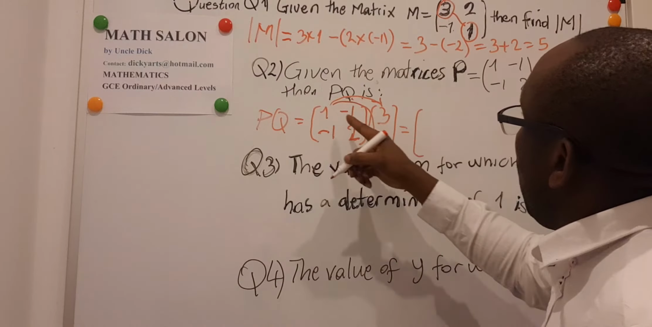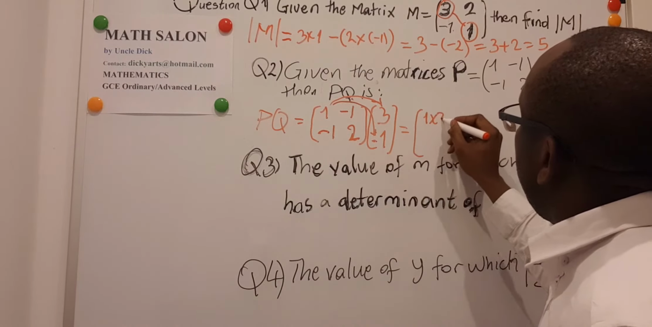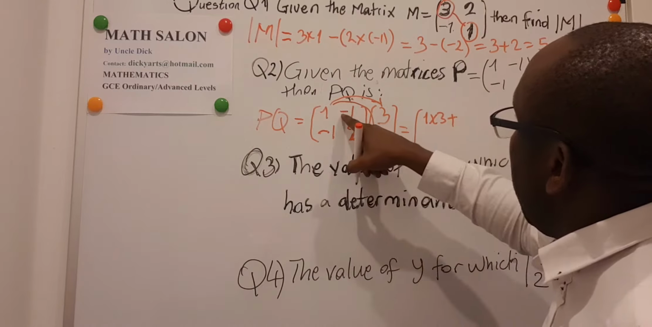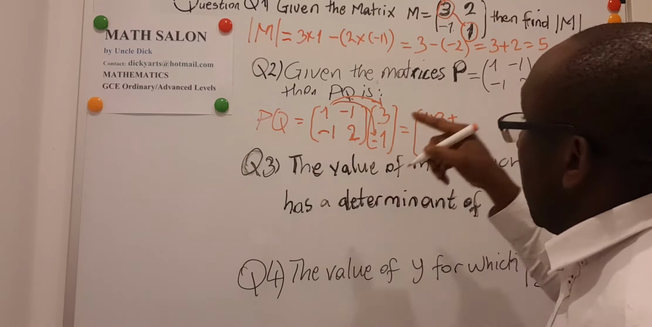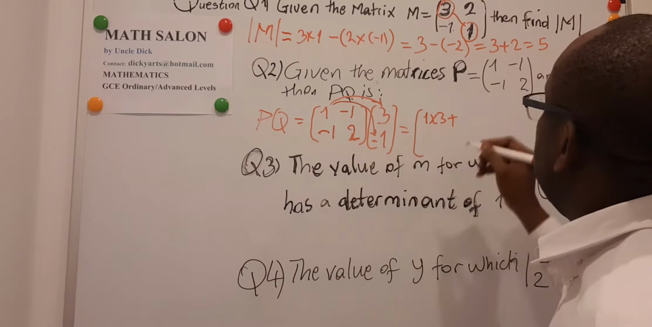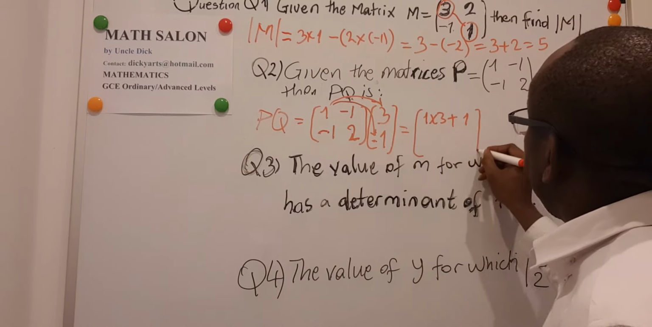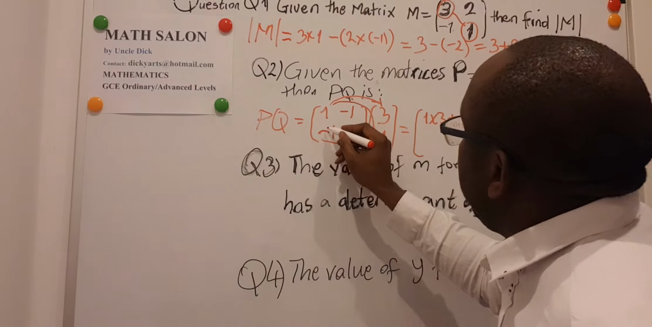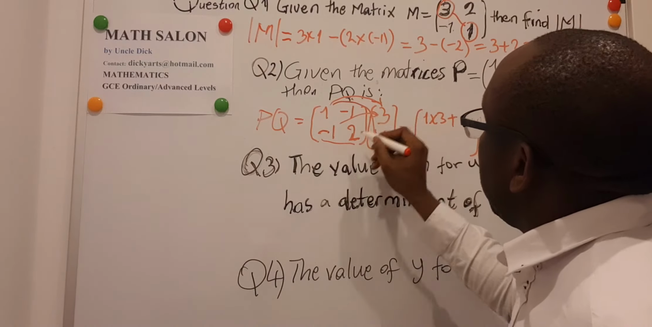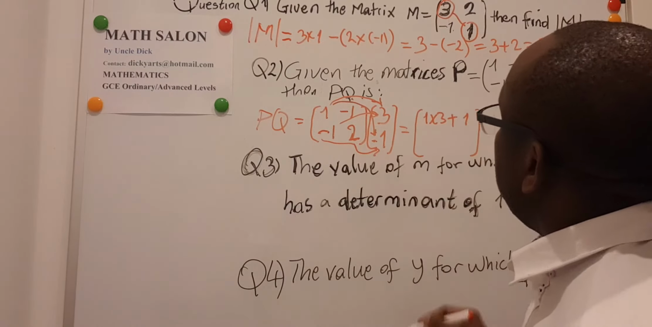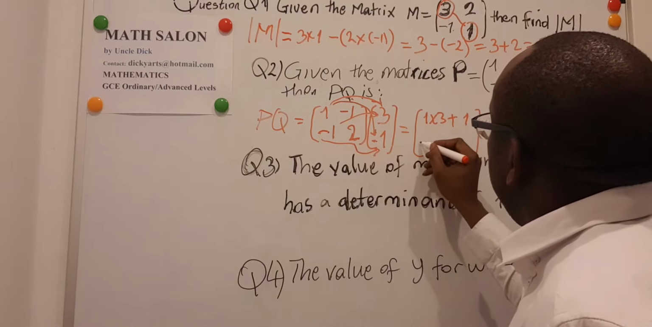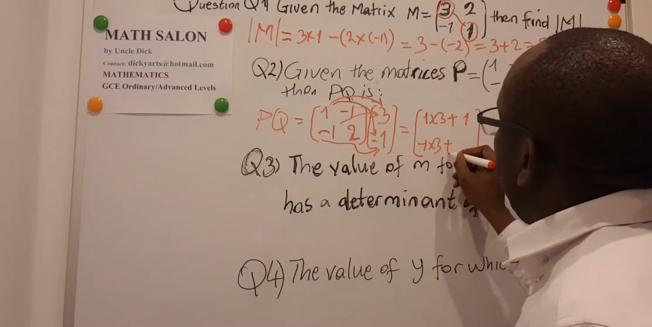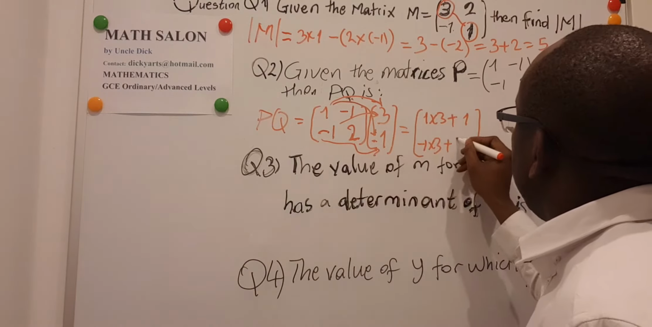So 1 times 3 is 1 times 3 plus minus 1 times minus 1, minus 1 times minus 1 is plus 1. And we do the same here. This times that, and this times that. So minus 1 times 3 plus 2 times minus 1.